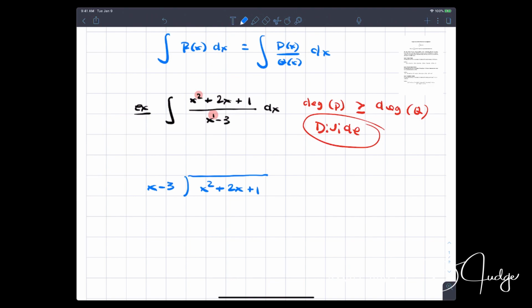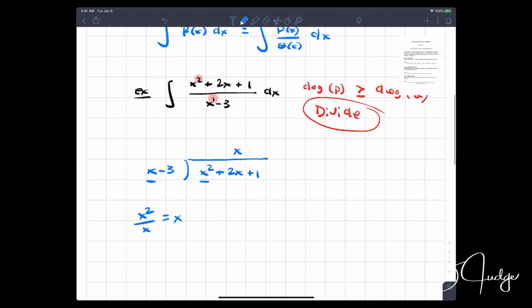Okay, so here's where we start. We have x squared over x. Remember that? x squared over x gives us an x. I put that answer above the same term, meaning the 2x, the linear first power term. Then you multiply this x with the x minus 3, and it gives you x squared minus 3x.